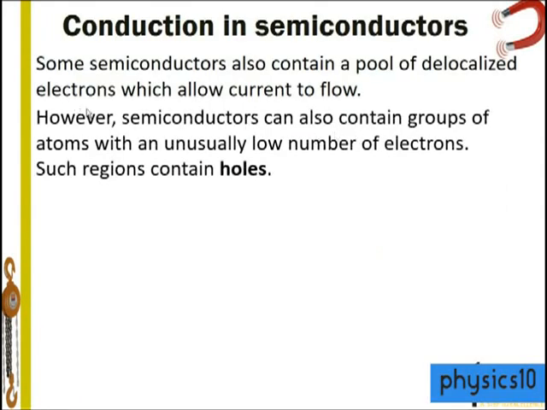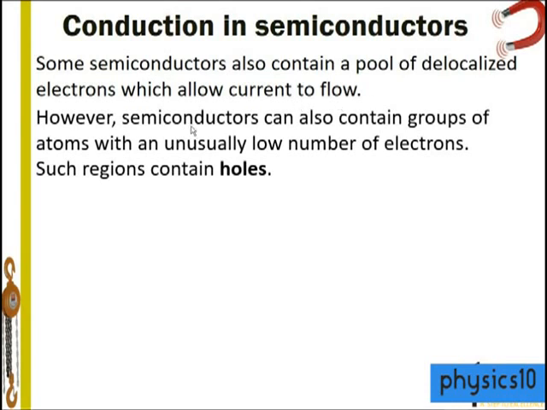Now, how does this compare to semiconductors? Well, semiconductors also contain a pool of delocalized electrons. So you have a flow of electrons within a semiconductor. And this flow of electrons, or delocalized electrons, allows current to flow.